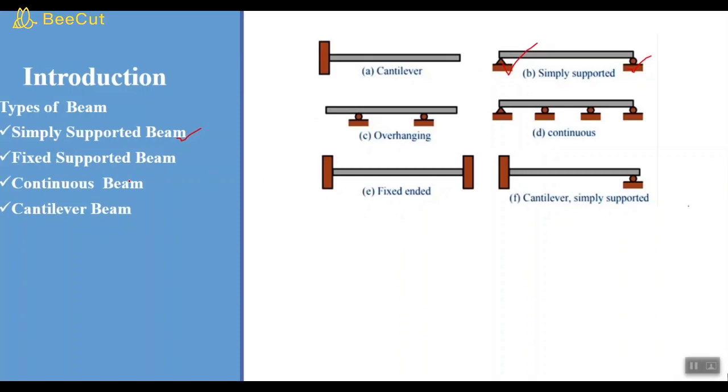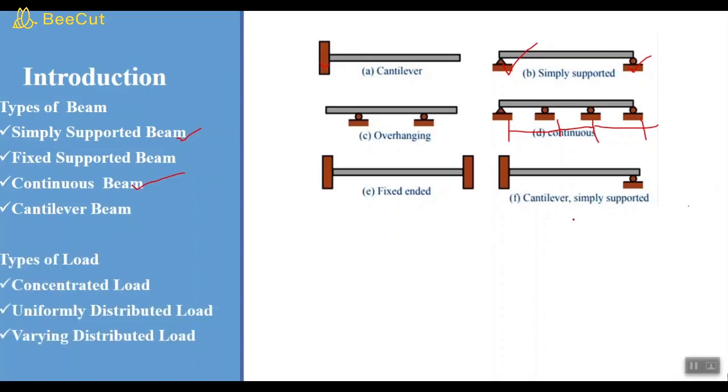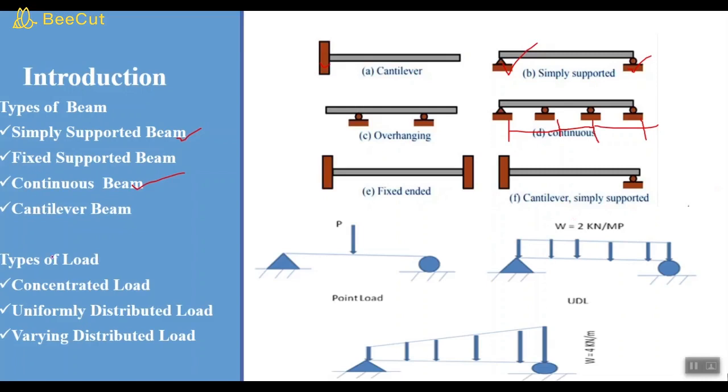Then we have a continuous beam. A beam whose span is more than one is known as a continuous beam. So this is span 1, span 2, span 3, so it's known as a continuous beam. Then we have a cantilever beam. A beam whose one end is fixed and the other is free is known as a cantilever beam. A beam whose one end is fixed and the other is a roller is known as a propped cantilever beam.